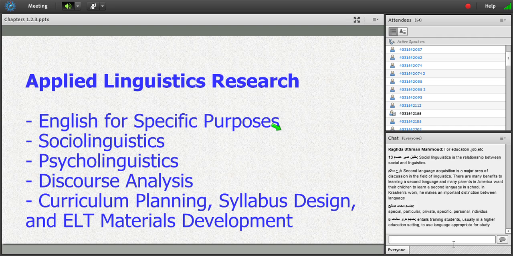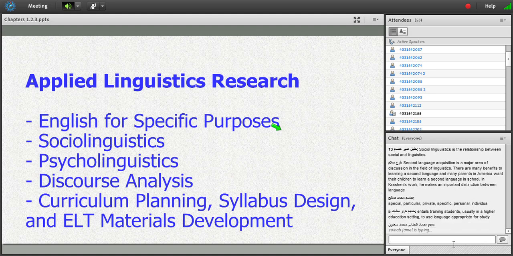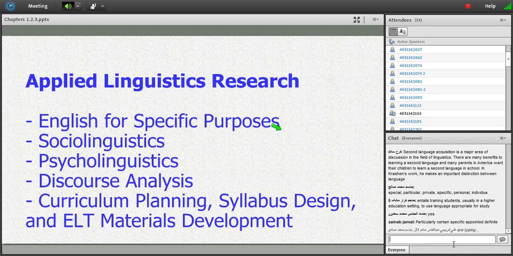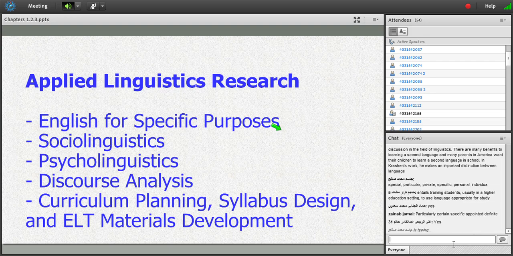Yes, it is. It becomes special and particular. That's right. Training students in higher education setting to use language appropriate for their study. That's right. Do you remember the example I made about chemistry, writing a lab report, laboratory experiment report? For example, a laboratory report is a particular text type which is used by the students of chemistry and physics. It has its own parts. So if I want the students to be able to write a lab report in English, I need to identify different sections of the lab report and teach those to the students.